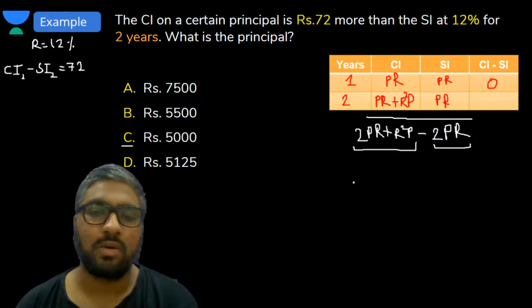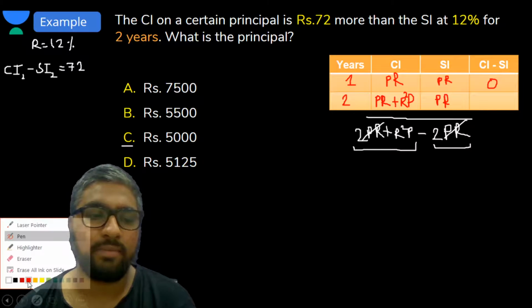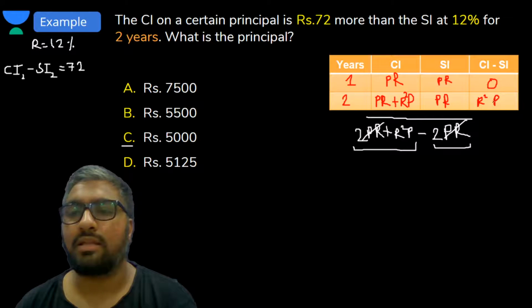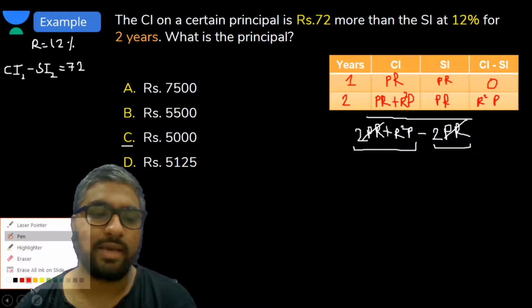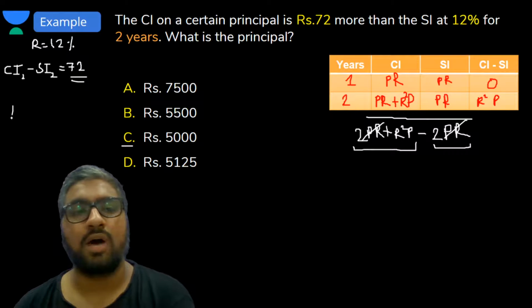Yes. What's the difference? 2 times PR, 2 times PR gone. That's nothing but R squared P, something that we spoke about in the previous one. Got it? R squared P. That value is given to us. Yes. Where is it given to us? Here. 70. Yes. R squared P, that is 70.